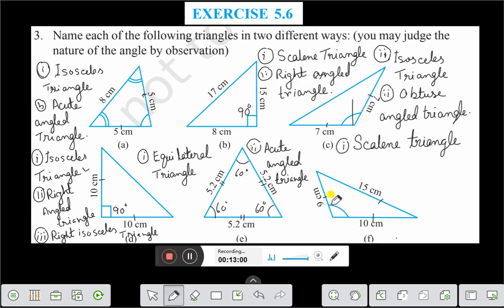And angle, you see, this angle, if you observe that if we draw a triangle like this, 90 degree, it is greater than 90 degree, right? This is 90 degree, but the angle is greater than 90 degree. Therefore, it is known as obtuse angle triangle.